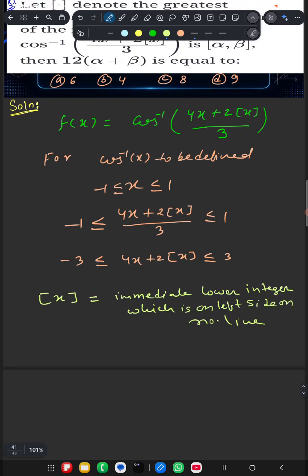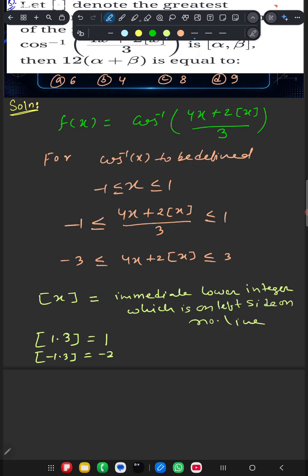Okay, for example, if I say 1.3, then its greatest integer value will be 1, and if I say minus 1.3, then its greatest integer value will be -2, because by definition, I am saying immediate lower. So for 1.3 the lower integer is 1 on the number line, and for minus 1.3 the immediately lower integer is -2. Yes or no? Is there any problem?